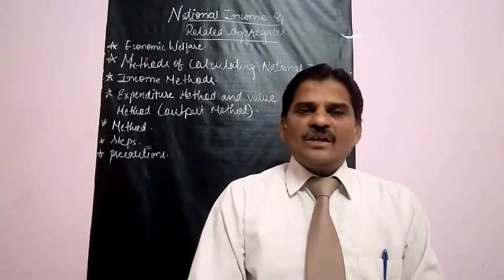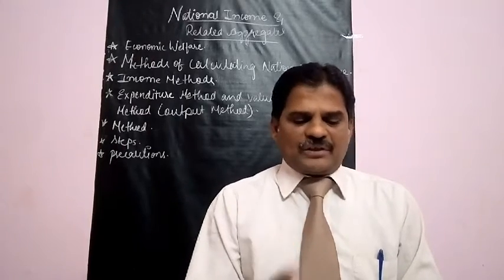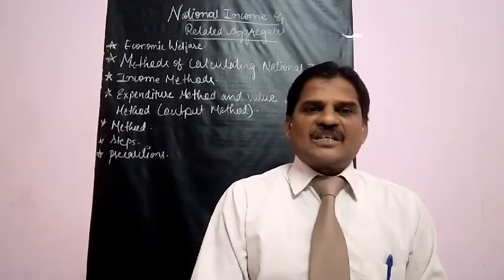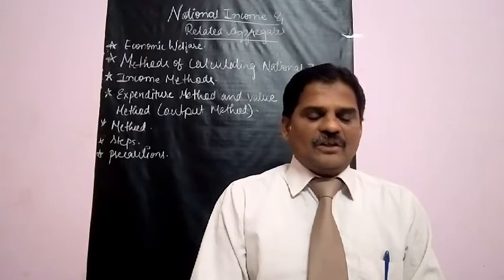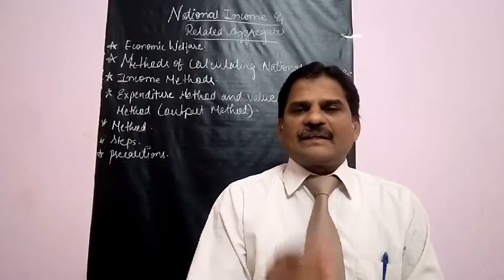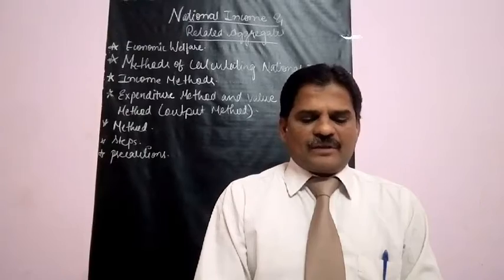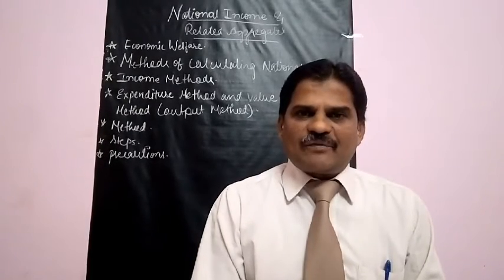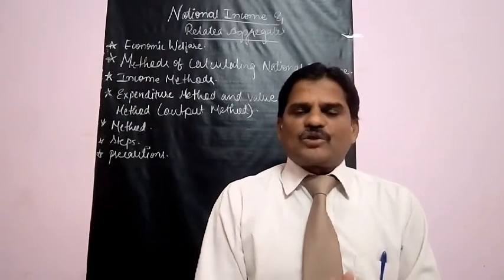Now under all these methods, the first common step in the measurement of national income of a country is to classify its producing enterprises into three categories. I repeat, the first common step to be taken while calculating the national income of a country is to classify the producing enterprises into three categories. One is the primary sector, second the secondary sector, and the third the tertiary sector. We have to classify into three sectors.